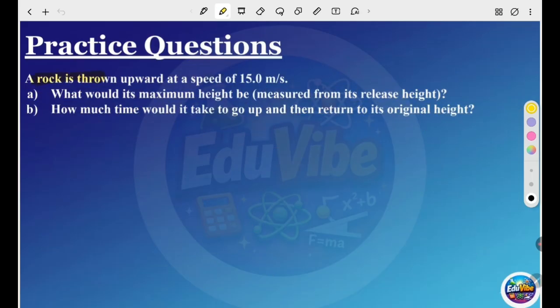So they mentioned that the rock is thrown upward at speed of 15.0 meter per second. We take the rock and throw it upward like this. So at the speed of 15.0 meter per second it goes upward, so it is positive. So this means this is our Vi.